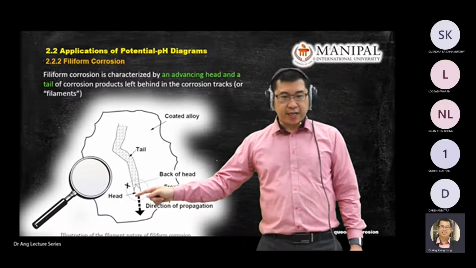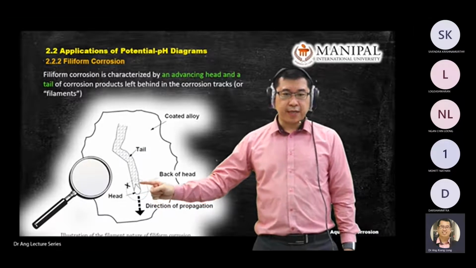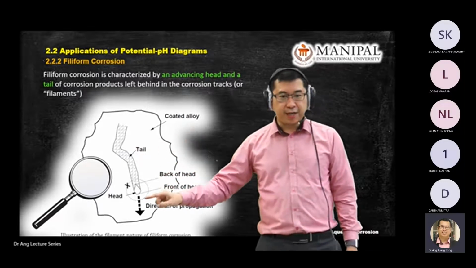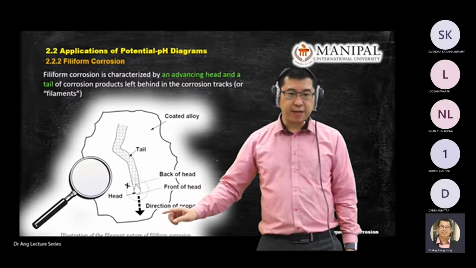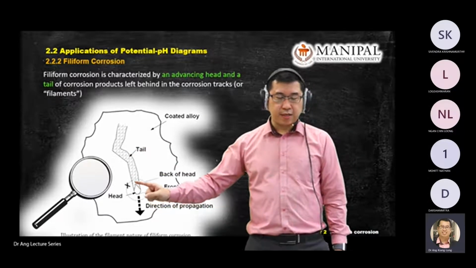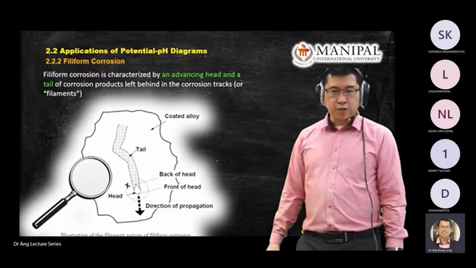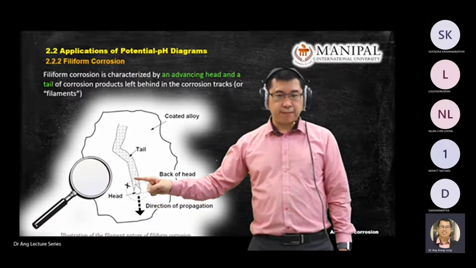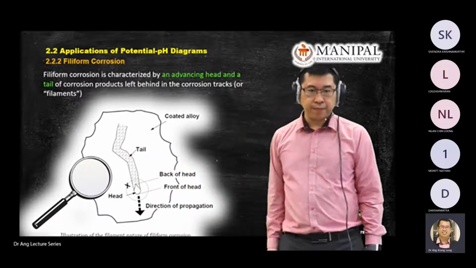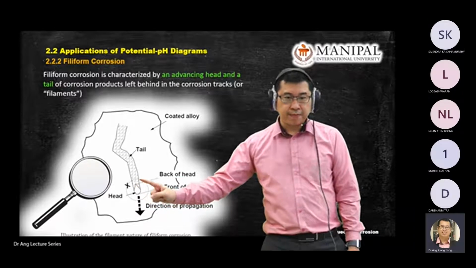First, Filiform starts with the head here, which in the second video is the black dot. This one is viewed from the top. Later we will dissect this one, and then you'll see from the side what happened inside. So we start with the head and tail. The head you draw as a teardrop, and the tail is like a river. Between head and tail there is a region. We call it the back of the head and the front of the head.